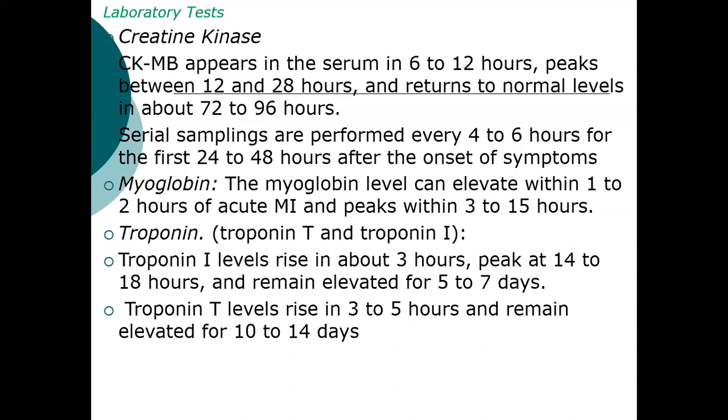The myoglobin levels can elevate within 1 to 2 hours of an acute MI and peak within 3 to 15 hours. All muscles have myoglobin. Hence, we need to know, is it a myoglobin because a patient came with a fracture, or is it indicative of an MI? Troponin T and troponin I. These are produced in the heart, and they are quite crucial in us diagnosing an MI. When the troponin levels are high, they rise within 3 hours, peak at 14 to 18, and remain elevated for 5 to 7 days.